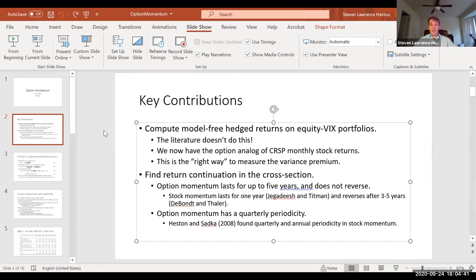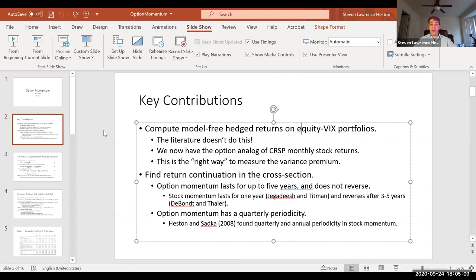What would you do if you were the first one? First I should mention that this is the right way to measure the variance premium. It's the return premium on a portfolio of options, which is delta neutral and at least roughly uncorrelated with stock returns. We want to know what reward investors get for variance risk. And we applied this to the cross-section of returns to measure momentum.